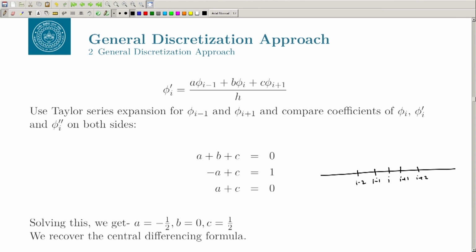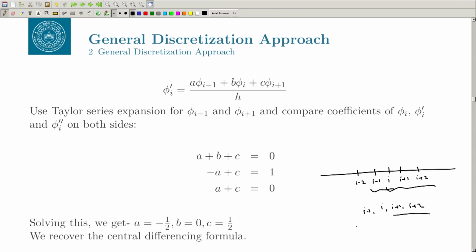Let us say I want to get the first order derivative by using these 3 points, i, i plus 1 and i plus 2, or maybe these 4 points, i minus 1, i, i plus 1 and i plus 2. And how do you get that? So, there should be a general approach to get those derivatives easily.